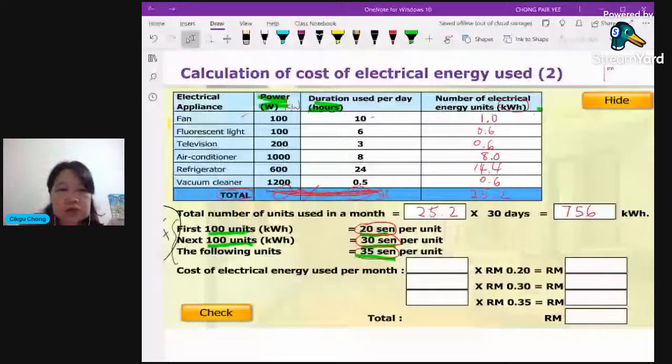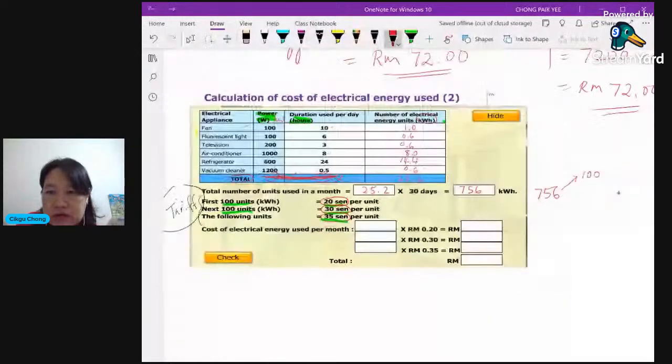For the first 100 units, that means 756, you cannot all times 20 cents, because they only take out 100 here only. You take out 100, all right? Take out 100, that means you're left with 600 something, right? Take out your 100, and this one you go and times with 20 cents.